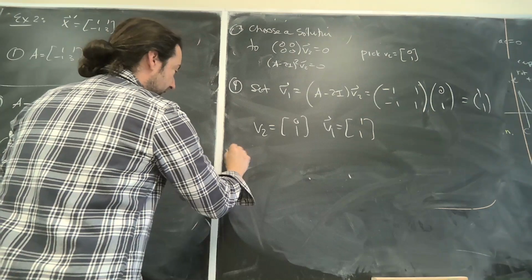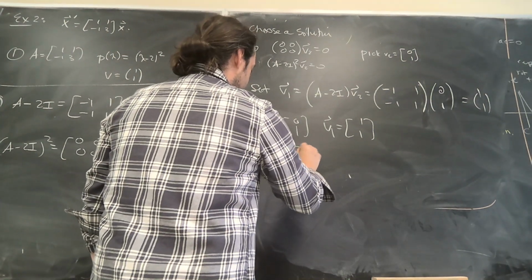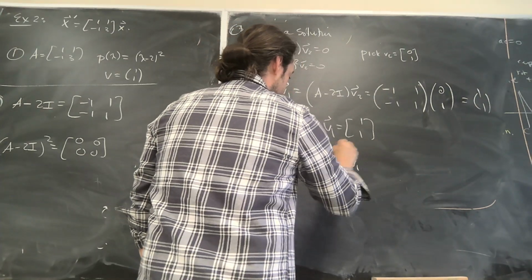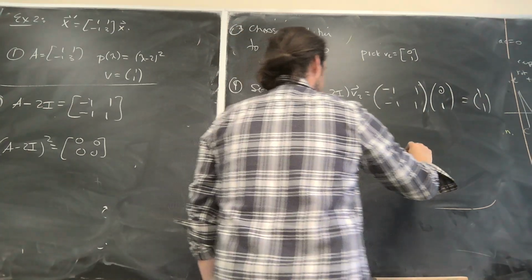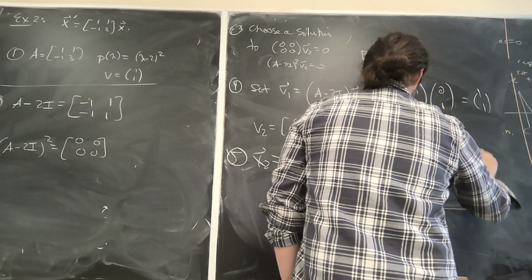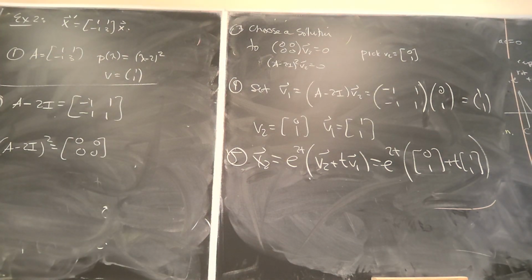And so we can construct our second solution, x2, as being equal to e to the 2t times v2 plus t v1, which is e to the 2t times 0, 1 plus t times 1, 1. It's basically the same every time.